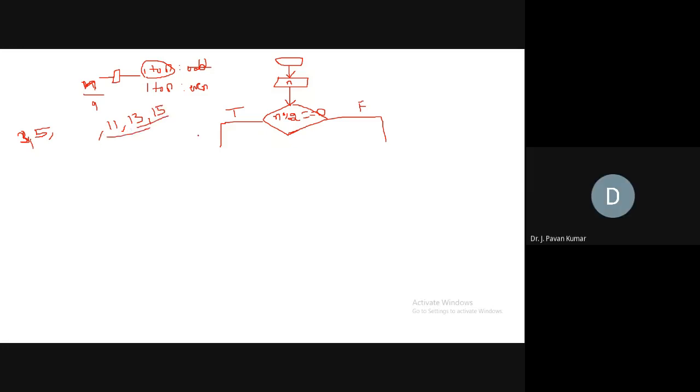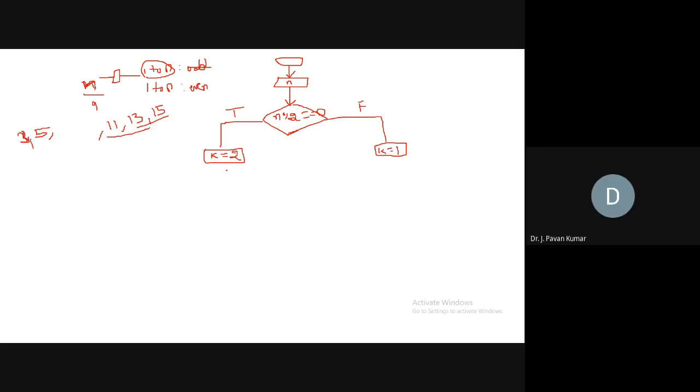So the only thing is the seed. What is the seed? From where we have to start. If we have to display all the even numbers, what is the seed? 2. So let us consider the seed as k. The k value we will initialize as 2. If it is odd, then what is the seed? 1. So k is equal to 1.